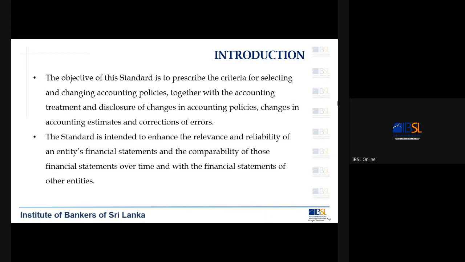So when you do a policy change or a change in the accounting estimate, or you rectify an error, all those have to be disclosed. Disclosed in the sense that you will have to provide additional information to the reader. The standard is intended to enhance relevance, reliability, and comparability, some essential features of the financial statements which we learned at the beginning of this course module, and even under LKS 1.